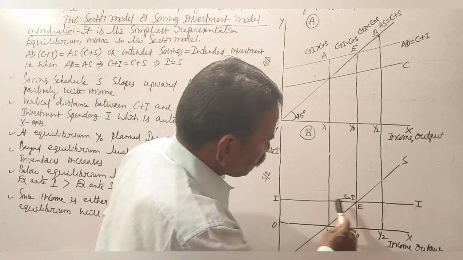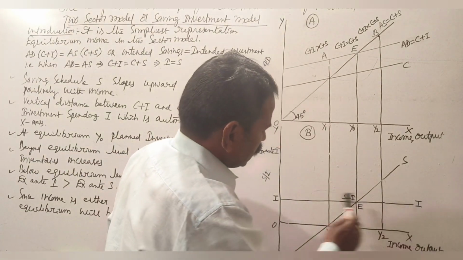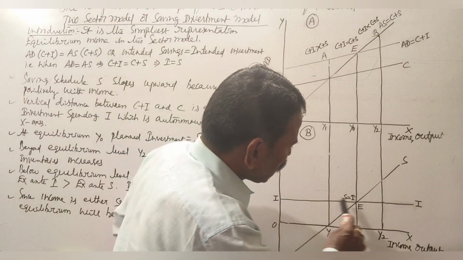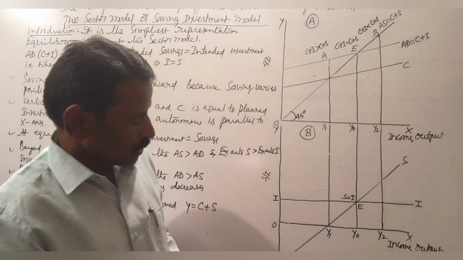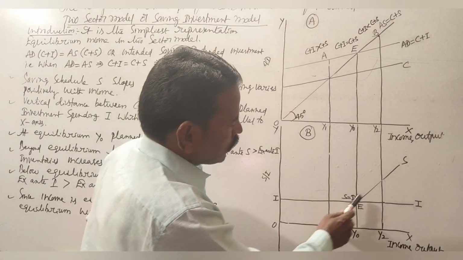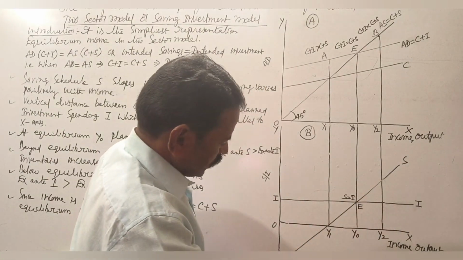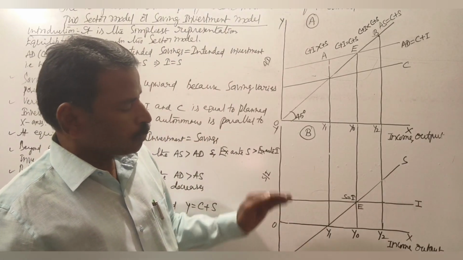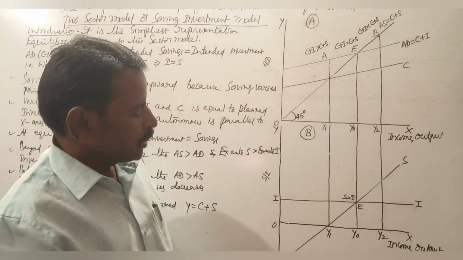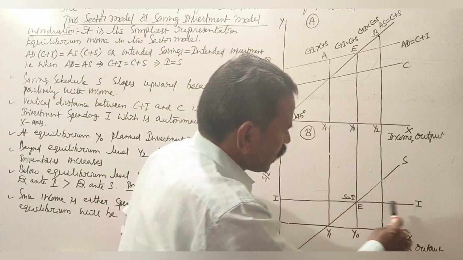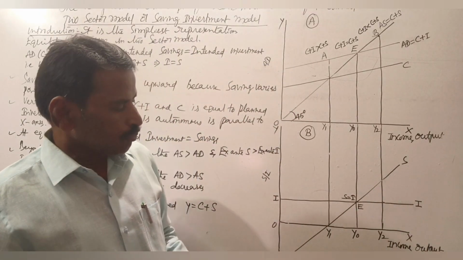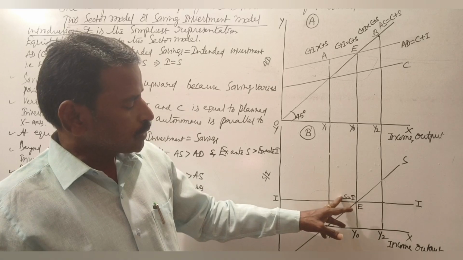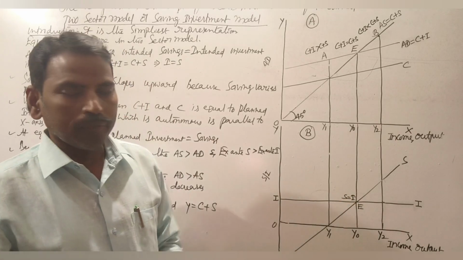This is called investment. Investment is a constant. It is parallel to the X-axis. And this is called the savings line. The savings line slopes upwards from left to right, whereas investment is parallel to the X-axis. E is the equilibrium point where savings and investment are both equal.